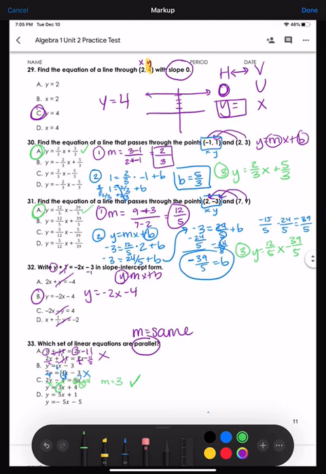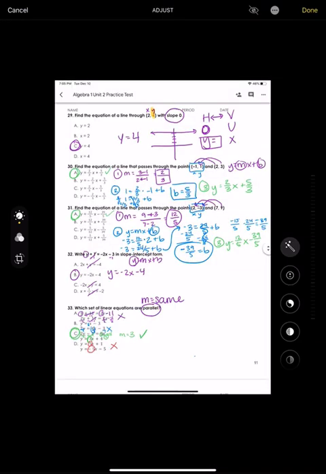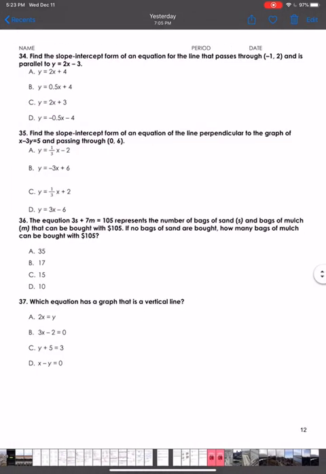So C looks like it's correct. And then I can quickly check this last one. They are both in slope-intercept. I have a slope of 5 and -5. Those are not the same. So the answer is actually C. All right, the next page.